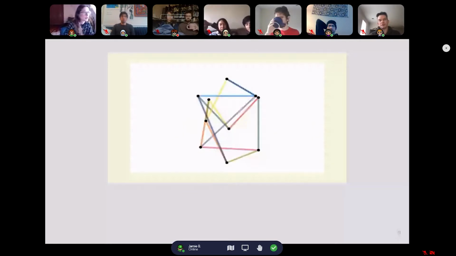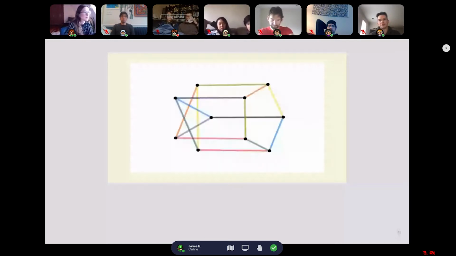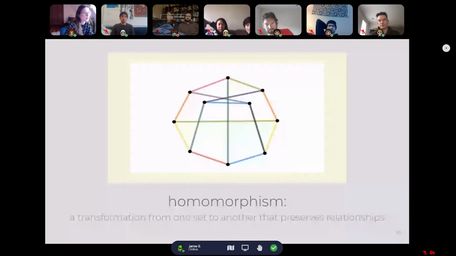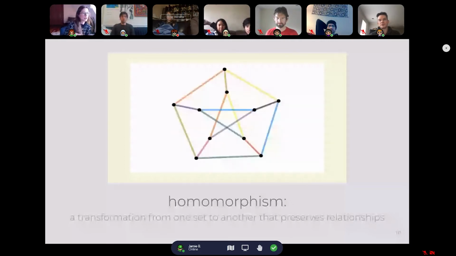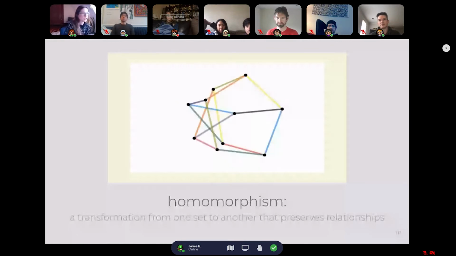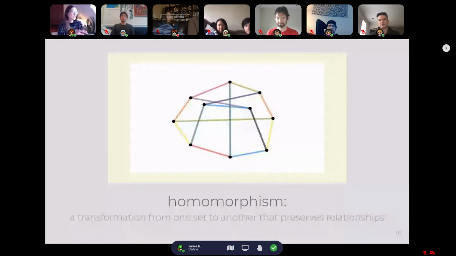Now, primary motor cortex looks like a geographic map, but the concept of a map in the brain is far more general. It's actually related to this concept from math called a homomorphism, which is a transformation from one set to another that preserves relationships. Now, just like in this image here, this graph of nodes can be transformed into many different geometric shapes that look completely different. But between all of these transformations, the relationships between the nodes and edges remain the same.